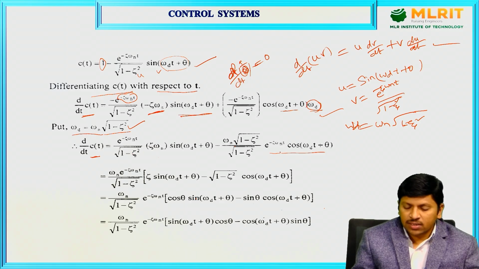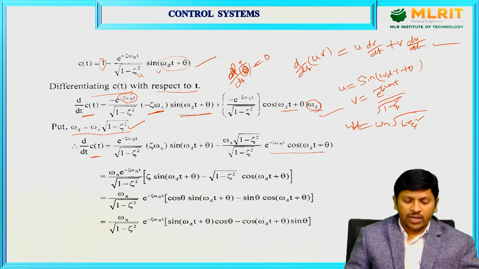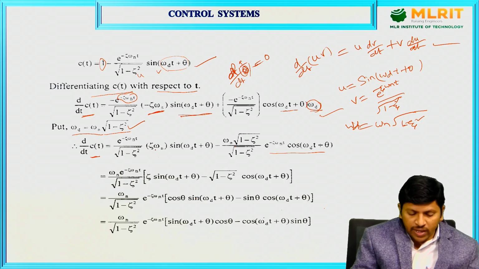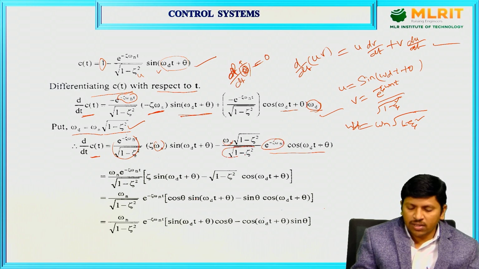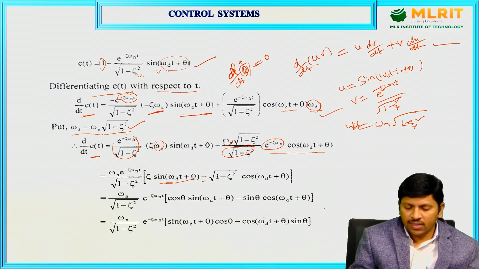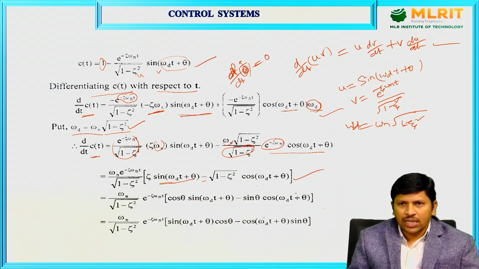Just take this term e power of minus zeta omega n t common, divided by under root 1 minus zeta square. And one more term is there, omega n, which is there in every term. This term is common and this term is common. So just take omega n e power of minus zeta omega n t by under root 1 minus zeta square common. Here zeta is there, sin of omega dt plus theta is there. Next to that, minus as it is. Here under root 1 minus zeta square is there, cos of omega dt plus theta also there. Right? Up to here clear, right?